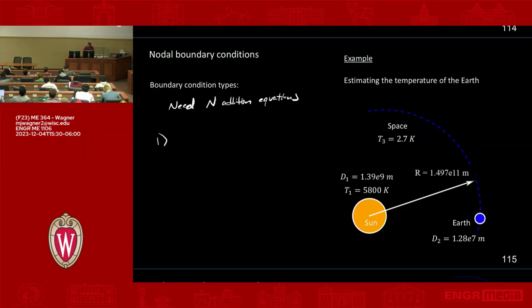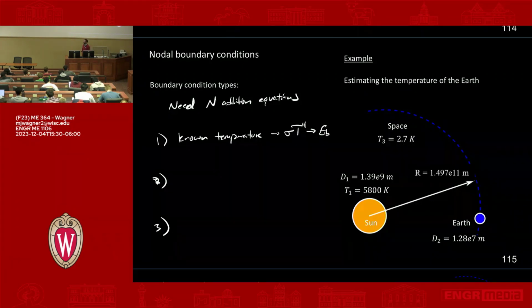There's basically 3 boundary condition types. One is a known temperature. If we know our temperature, then we can take sigma T to the 4th, and that will give us E_b, the emissive power of that node, the potential that we care about. The second is a known emissive power. This is directly knowing E_b.